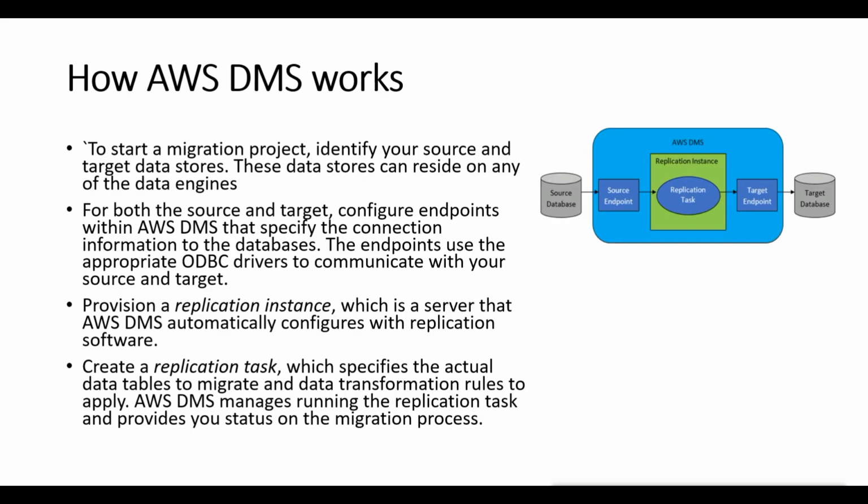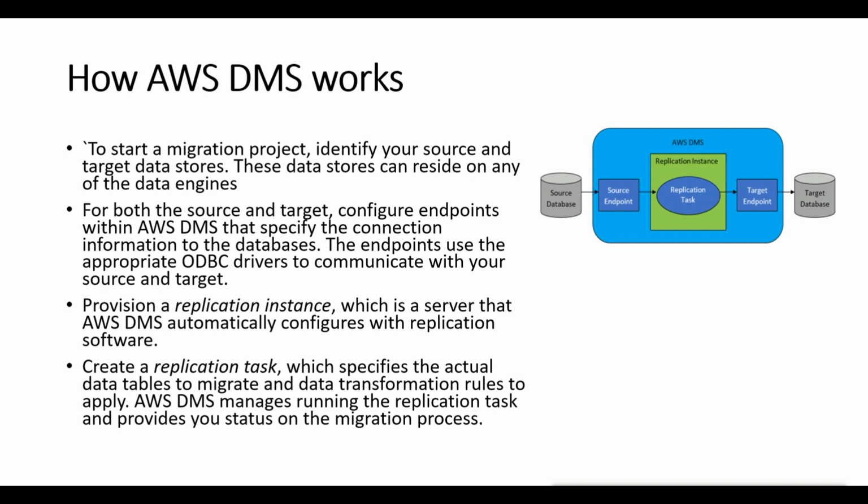So how does AWS DMS work? AWS DMS is a server in the AWS cloud that runs replication software. You create a source and target connection to tell AWS where to extract from and load to. To start a migration project, identify your source and target data stores. These data stores can reside on any of the database engines.